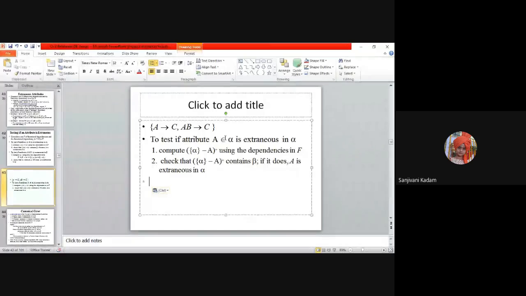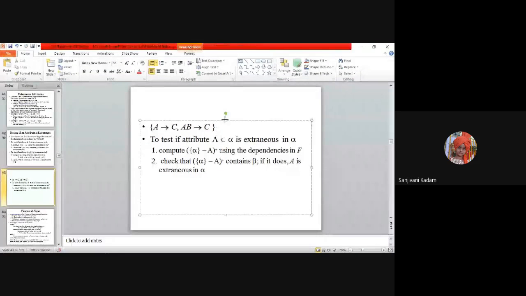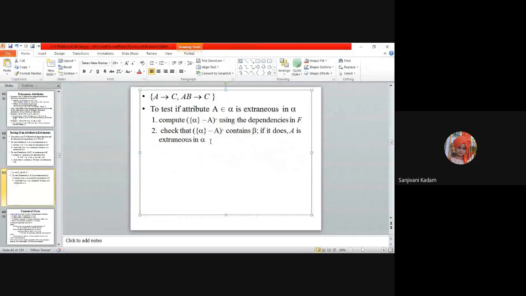So here we wanted to check whether B is extraneous here or not. Let us calculate the closure of A. A closure we can calculate by keeping A only initially. Then A gives C is available, so we can add the C. Any other functional dependency is not given for the A, so AC will be the closure for the A.